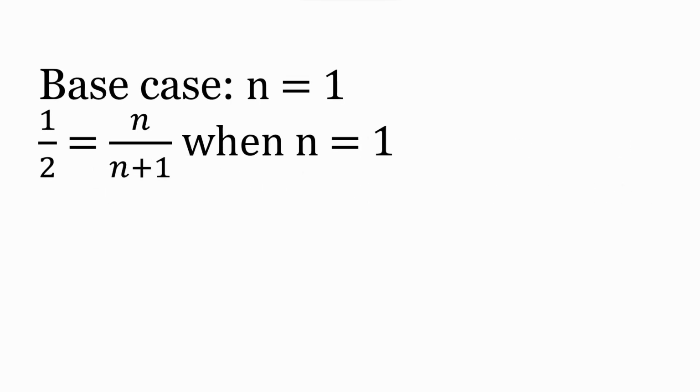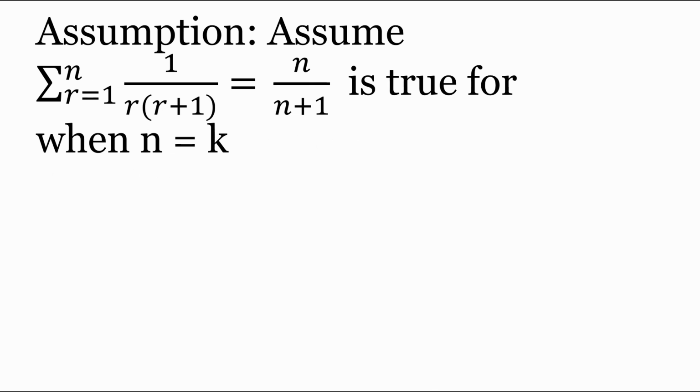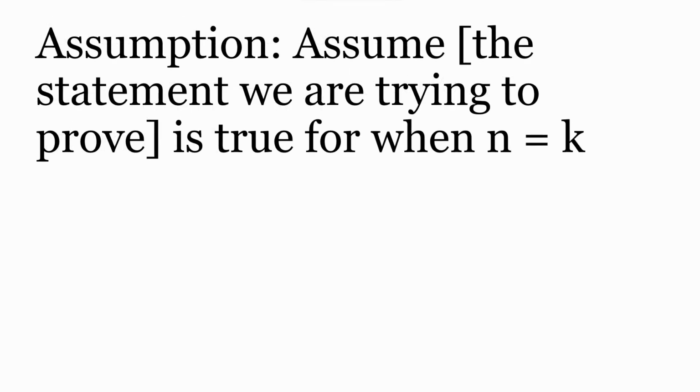Our first step is called the base case, where we prove that our equation holds for the lowest possible positive integer value. In this case, that is 1. This is done by inputting the lowest possible value into the equation and seeing if this base case holds. We can see that a half is equal to n over n plus 1 when n is equal to 1. Now we need to assume that when n is equal to a certain value k, then the equation is true. For any induction proof, we can simply use the template on screen.